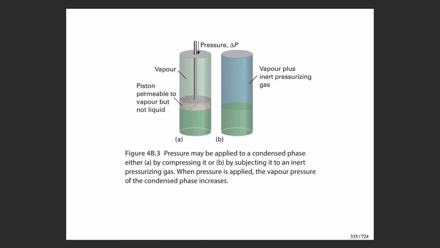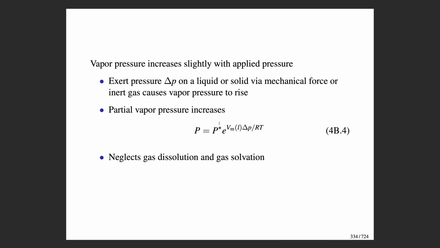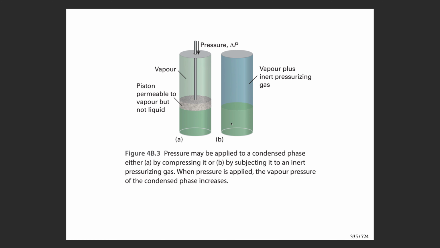So here's a diagram showing you how you would increase the pressure on a liquid sample. You could use a porous piston that allows the vapor to pass through but not the liquid. So you could squeeze on the liquid like this and it would let the vapor go above the liquid. Or you could start pumping in some inert gas into the container, like argon or helium. The equation that we have here assumes that none of the argon is going to dissolve into the liquid, which is probably not that great of an assumption, but in any case, you get the idea.